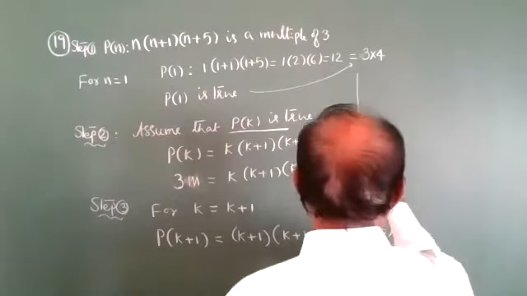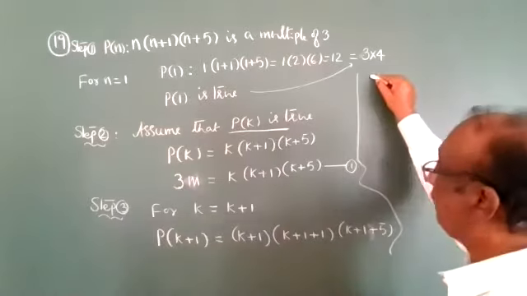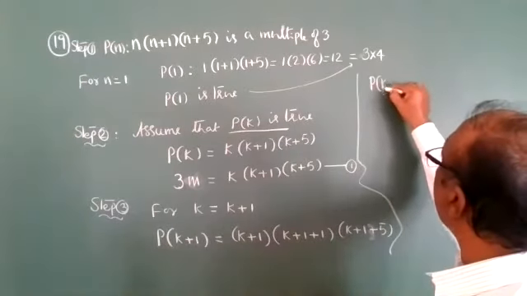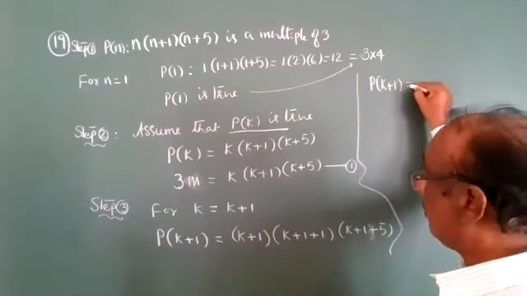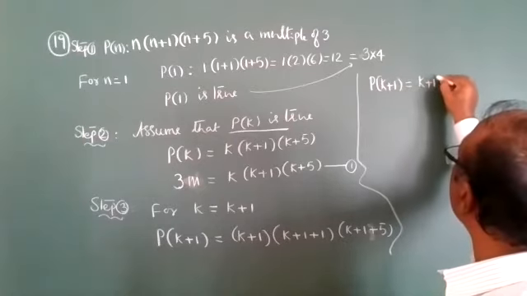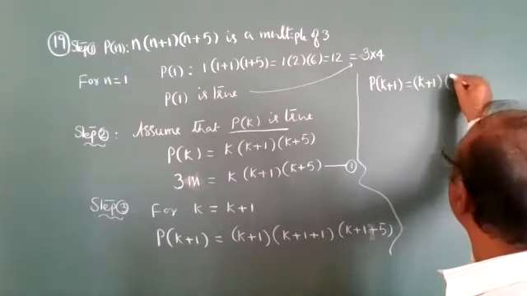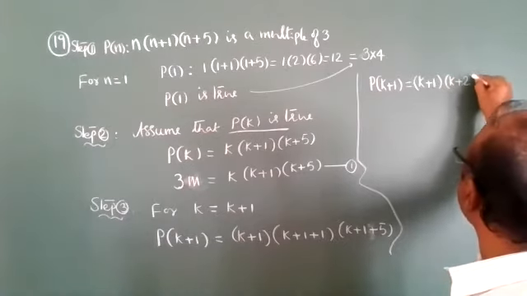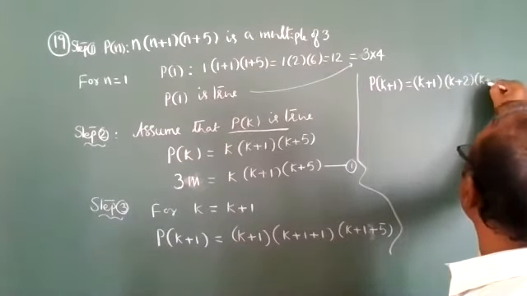I am writing here P of k plus 1. P of k plus 1 is equal to k plus 1, next k plus 2, next k plus 6.